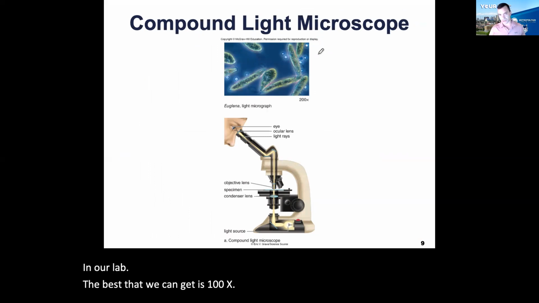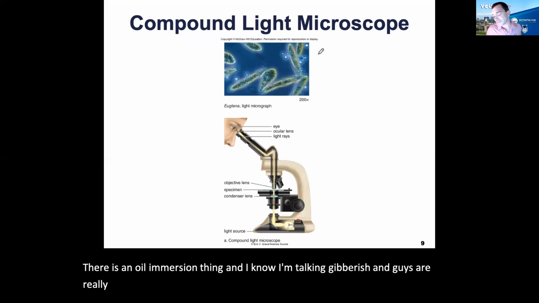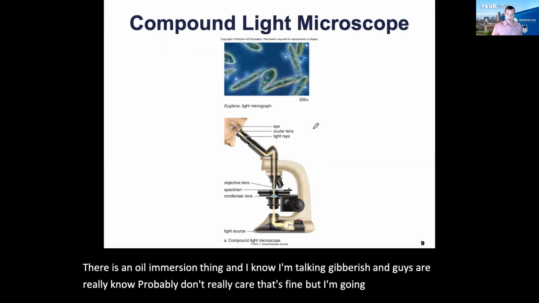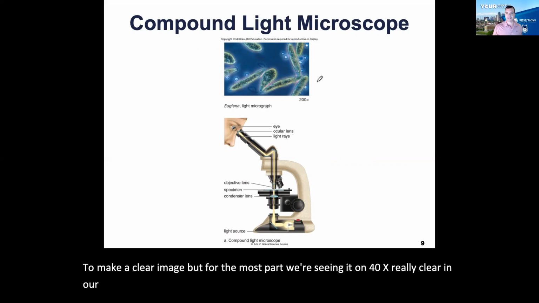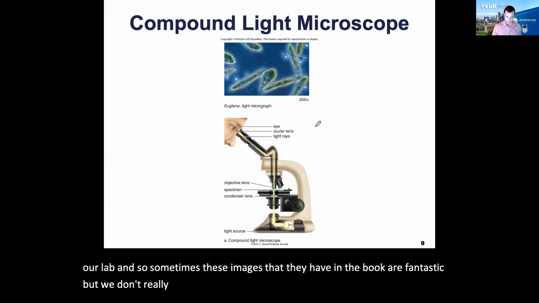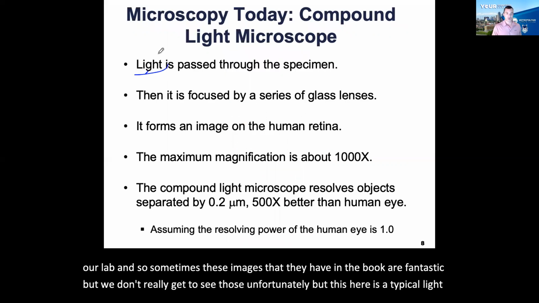There's an oil immersion thing, and I know I'm talking gibberish and you guys probably don't really care, and that's fine, but I'm going to talk anyway. It makes a clear image, but for the most part, we're seeing it at like 40x, really clear in our lab. Sometimes these images that they have in the book are fantastic, but we don't really get to see those, unfortunately. But this here is a typical compound light microscope. We're using light.